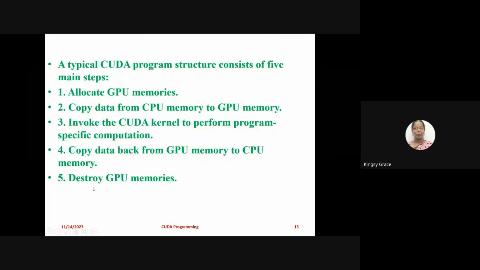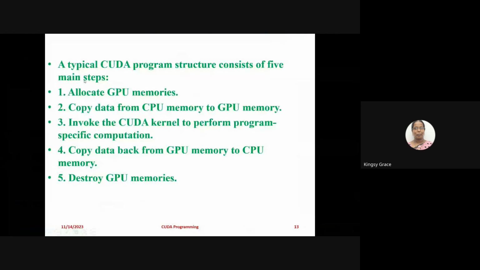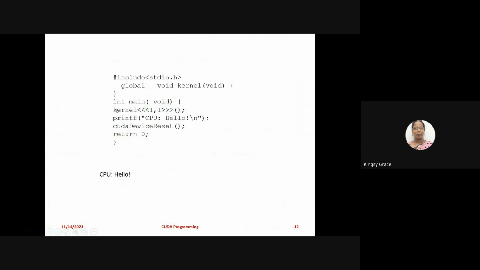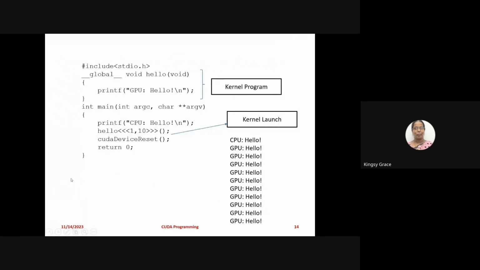Sorry for that. And invoke the CUDA kernel to perform program specific computation. That is, I'll show, invoking the kernel means writing this particular statement using angle brackets. And copy data back from GPU memory to CPU memory. Once everything is copied from the GPU, you can free the GPU memories. Okay, so here I have specified everything.